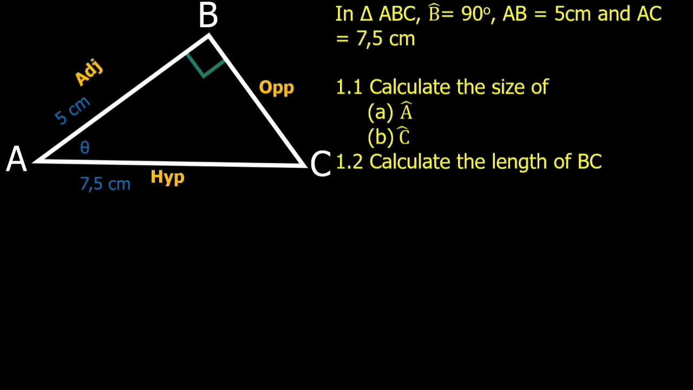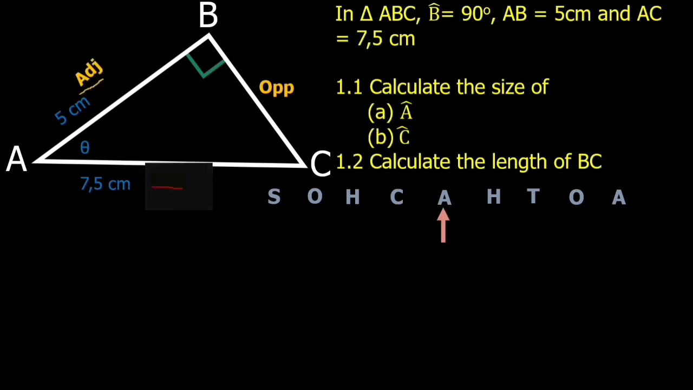The hypotenuse is obviously opposite the right angle, and the side opposite the reference angle is the opposite side. That makes side AB the adjacent side. Since we want to work out the size of angle A, we've got adjacent and hypotenuse. Adjacent over hypotenuse gives us which ratio? If we look at SOHCAHTOA, adjacent over hypotenuse is the cosine relationship.